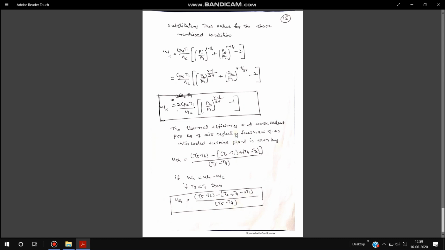This is all about the effect of the intercooler on the compressor, and the thermal efficiency for a gas turbine power plant with intercooling.